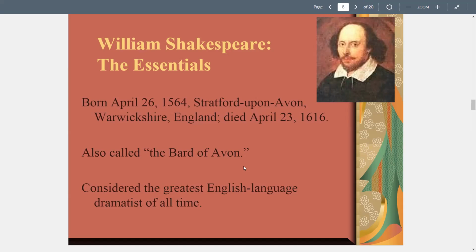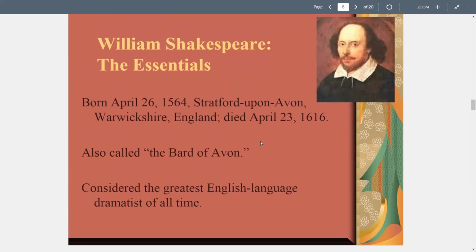He was born April 26, 1564, in Stratford upon Avon, which is also where he died, April 23rd, 1616. Now, the date of April 26th, we don't know that it was April 26th for sure. We know he was registered in 1564 and that he was baptized, so we assume late April. So usually his birthday and death day are celebrated on April 23rd because we know that date for certain.